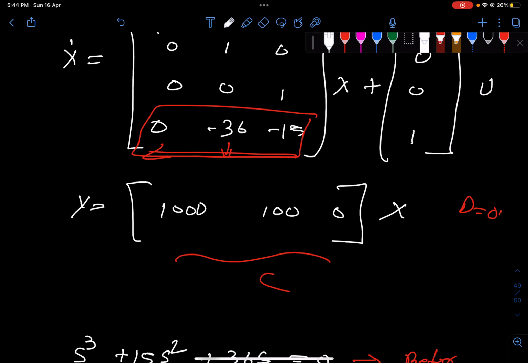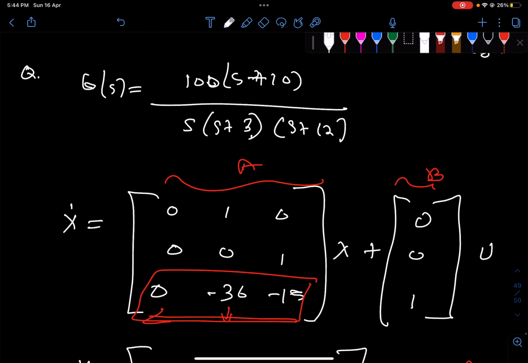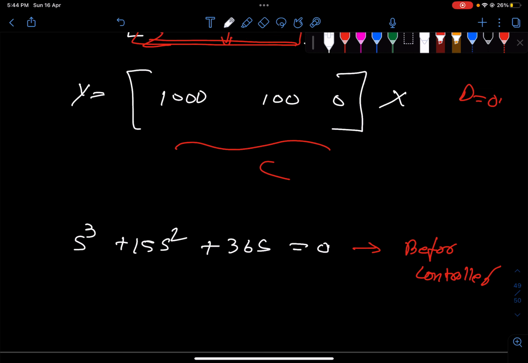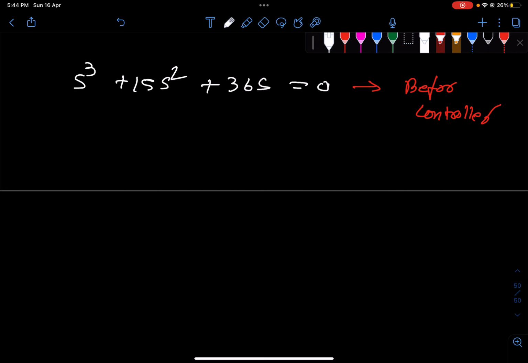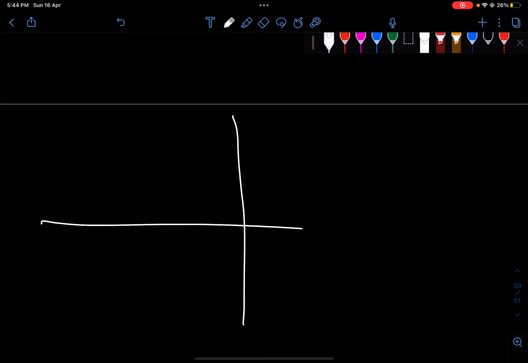Now I told you to find out the K matrix such that the new poles are located at some points. So how does the system look like? At 0 there is a pole, at minus 3 there is a pole, at 10 there is a zero, at minus 10 there is a zero, and at minus 12 there is a pole. This is what the system looks like, right?